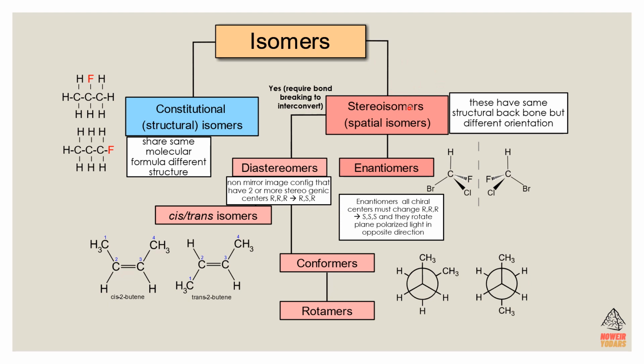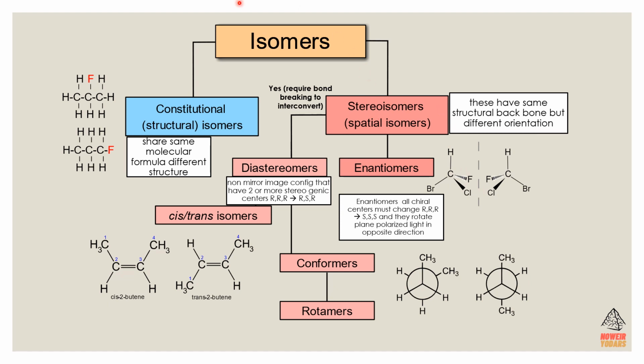Next we have stereoisomers. These are the ones we're really going to speak about, and these have the same structural backbone but different orientations, so different arrangements. There are two types: you have diastereomers and you have enantiomers. Enantiomers are stereoisomers that are non-superimposable mirror images of each other. In other words, these molecules are identical in every way, and they have the same physical and chemical properties. But you see how they're mirrored to each other. They cannot be superimposed onto each other.